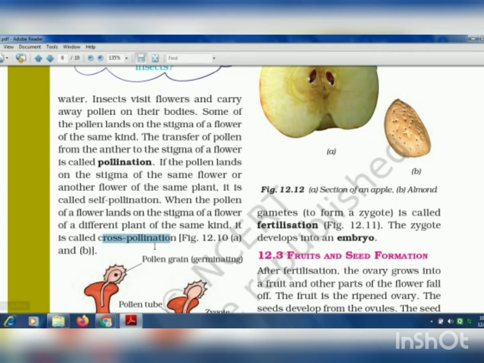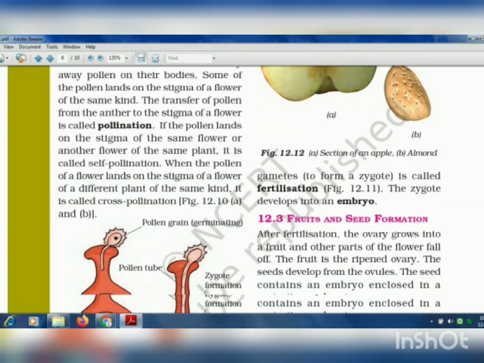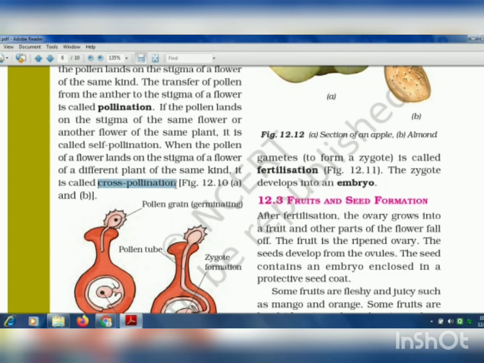Now next is cross-pollination. Cross-pollination means that when the pollen of the flower lands on the stigma of a flower of a different plant of the same kind. That means there are two plants, one is white rose flower and another is red rose flower. So when the pollen grains get transferred from the white rose flower to the red rose flower, then it is called as cross pollination. Okay. So these are also two important definitions, that is cross pollination and self pollination.